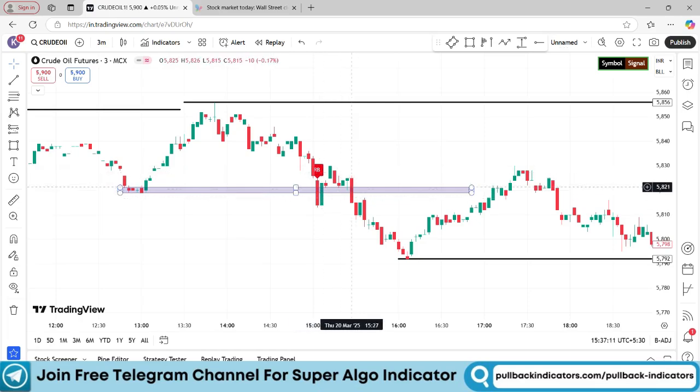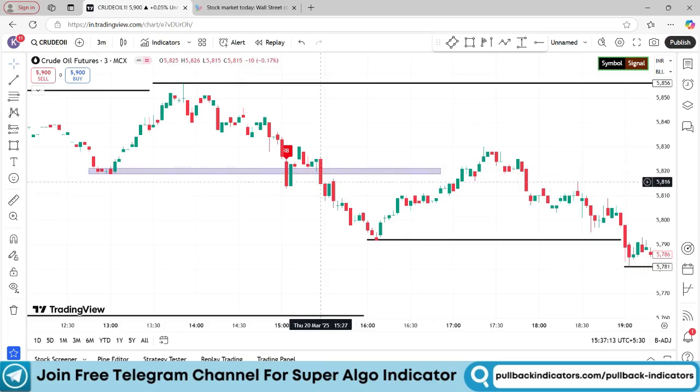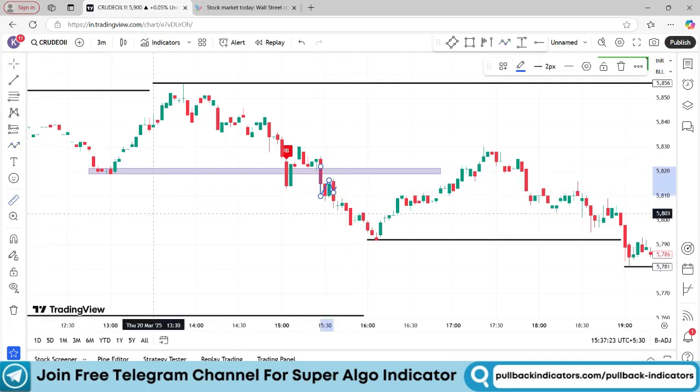Now again there was the same breakout candle on this level. Now you can trigger your entry on this level. See, price broke down, consolidated, retested again, and on this continuation candle you would have taken your entry.